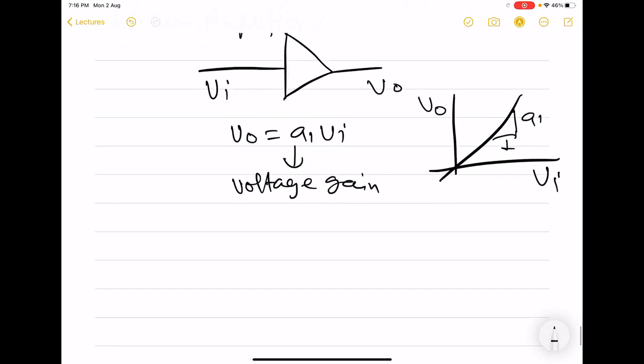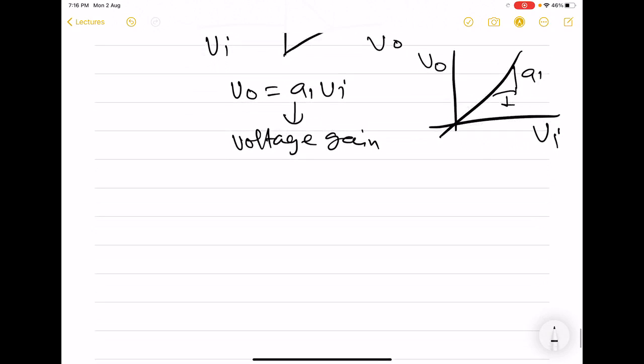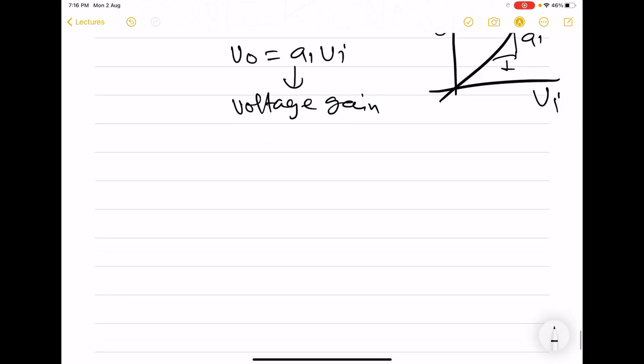This is the ideal scenario that never happens in real life. In reality, what happens is that the output is going to be a more complicated function of the input. In reality, the output is going to be like this: A1 Vi, this is the usual term that we want.